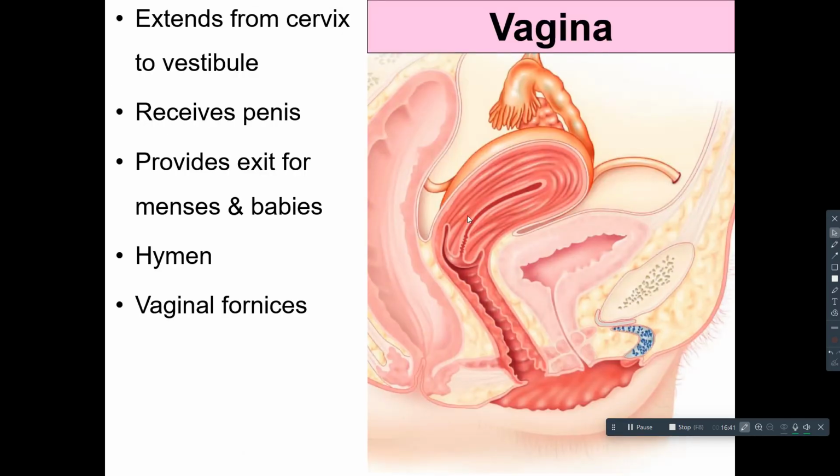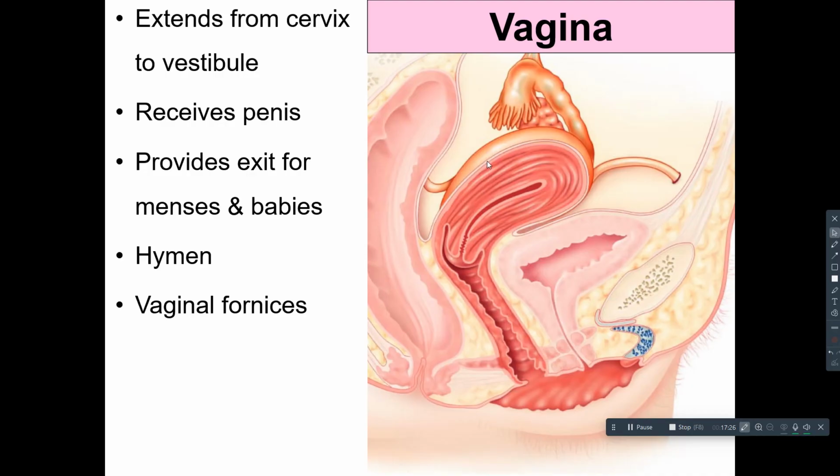Okay, as we continue our anatomical tour here, next organ is the vagina. The word vagina literally means sheath, and the vagina extends from the cervix to the vestibule, which is the space within the labia minora, which are the smaller skin folds. The vagina, of course, receives the penis during intercourse. It is going to provide that exit route for menses, which is the shed endometrial lining, and, of course, exit route for babies. Now, the epithelium of the vagina does sometimes extend out and cover partially or totally the vaginal opening, and that covering is called the hymen.